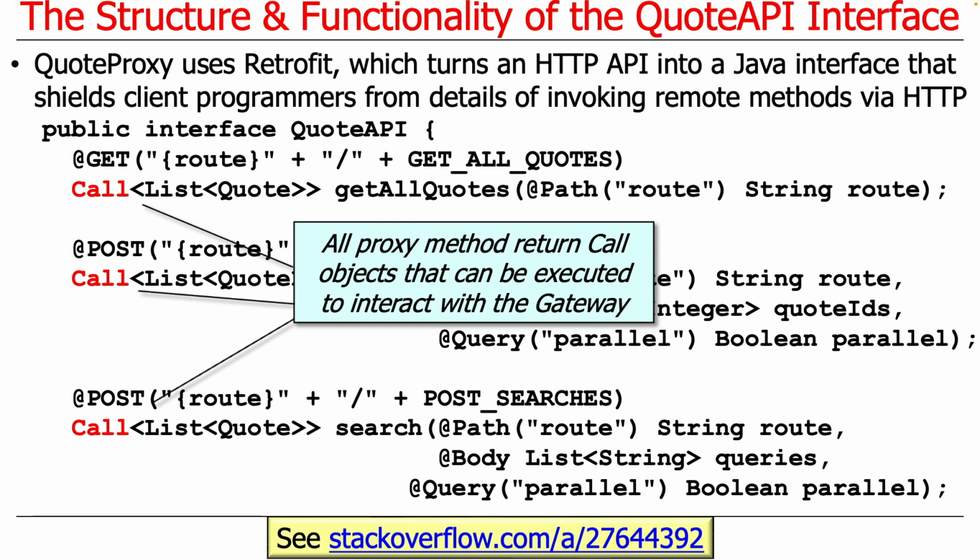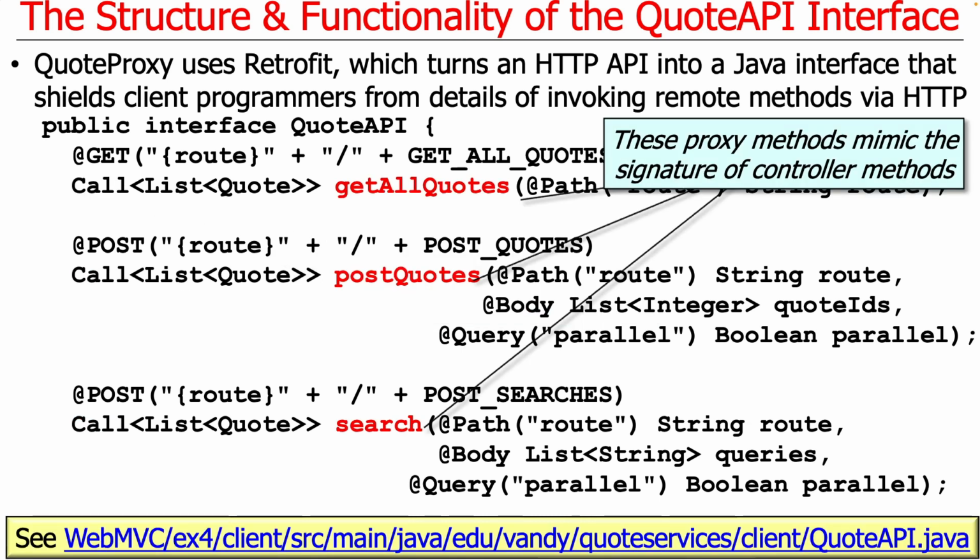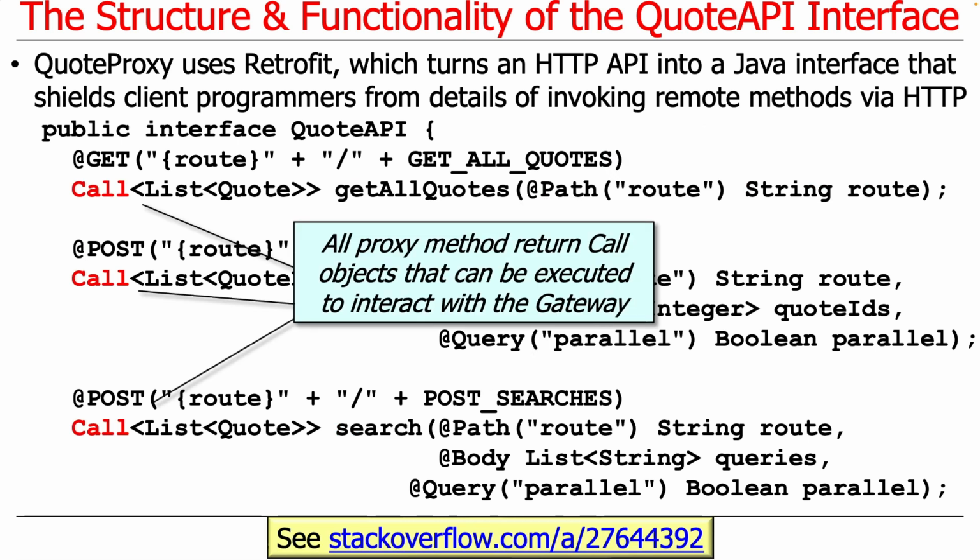Each of these methods returns something called a call object, which comes from Retrofit. It's actually a little bit wonky, especially compared to the Spring 6 HTTP interface clients feature, which doesn't require this, but hey, you get what you pay for. So these are call objects, and we'll take a closer look at them shortly. You can see that these call objects encapsulate the return types, which are lists of quotes in all these cases. When we look at the code, we'll take a closer look at the various annotations like get and post and how those are used.